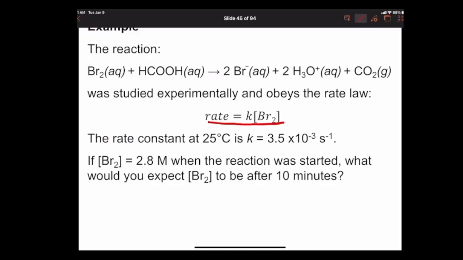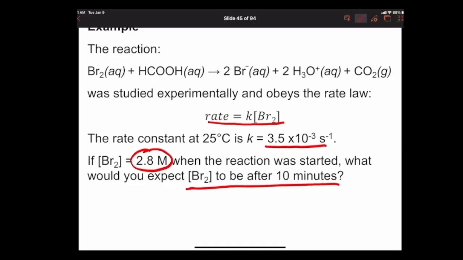So we know a rate constant. The rate constant here is given, 3.5 times 10 to the minus 3 per second. Remember, it's a first order rate law, which means the units of our rate constant are just per time, per second. If we start, Br2 is equal to 2.8 molar. When the reaction starts, what we want to know is, what is the new concentration? Where will we be after 10 minutes?